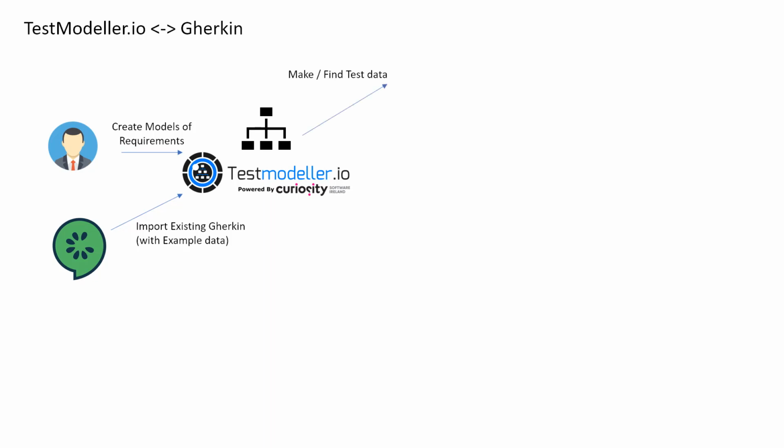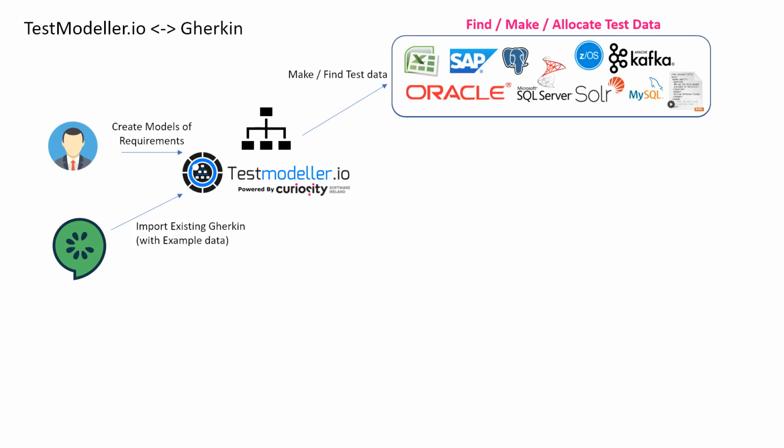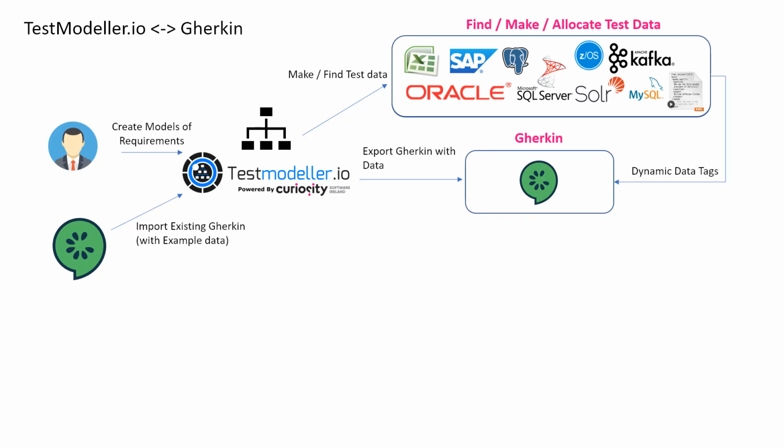Once you have a model, you can overlay to make and find test data from a wide array of data sources. We're going to be looking at Excel in this example. You can also use that model to export Gherkin scenarios with data in, which has embedded dynamic data tags.